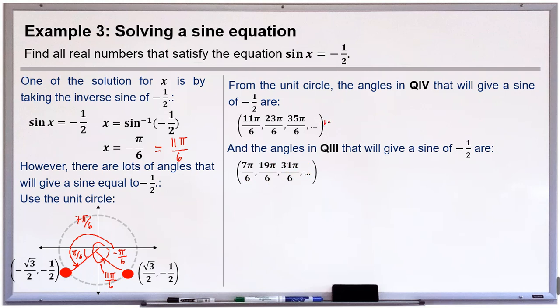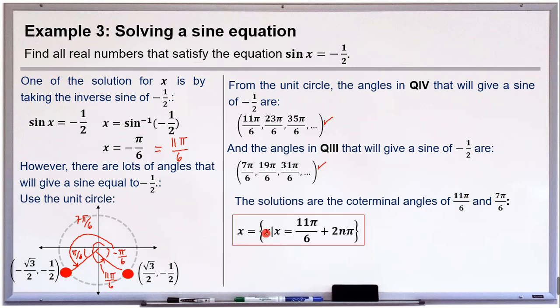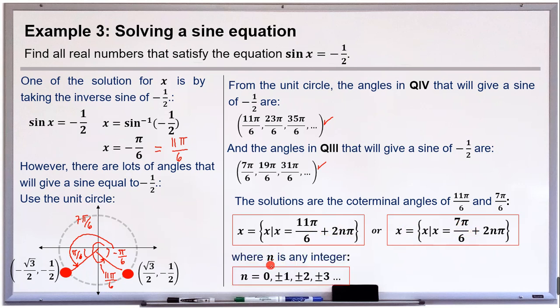Now you can have your answer in this form, or you can represent that one in equation form. So the solutions are the coterminal angles of these two, the 11 pi over 6 and the 7 pi over 6. So in equation form, x are all values that will satisfy the equation, starting with 11 pi over 6 plus 2 n pi. So for 7 pi over 6, you have 7 pi over 6 plus 2 n pi, wherein n is any integer from 0 to plus and minus 1 up to infinity. So you can have your answer in equation form or in this notation.